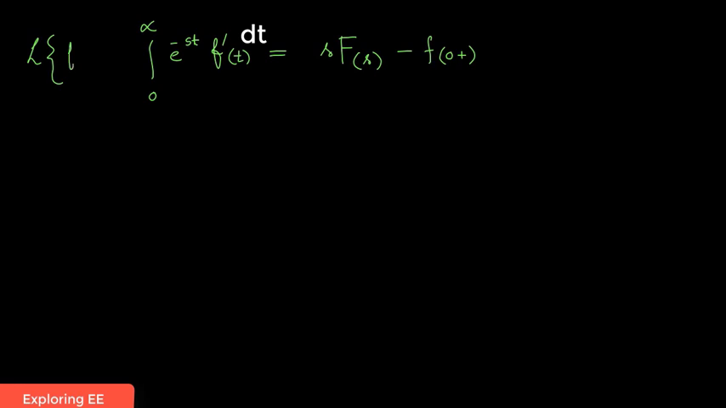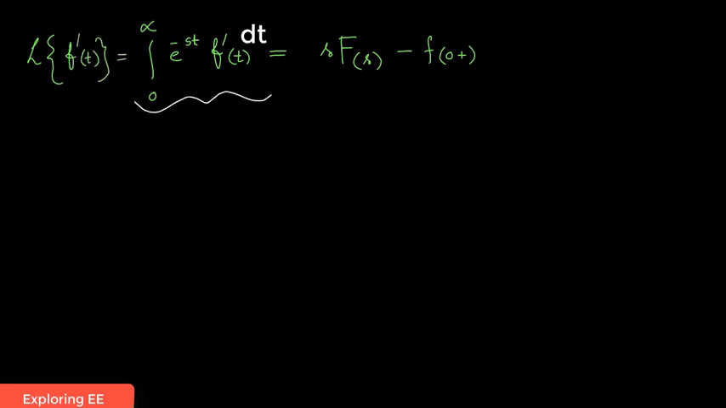So we have integration 0 to infinity e to the power minus st times f dash t, which is equal to s times Laplace transform of f(t), which is denoted by F(s), minus the initial value of the function, that is f of 0 plus, and this is nothing but Laplace of f dash t.